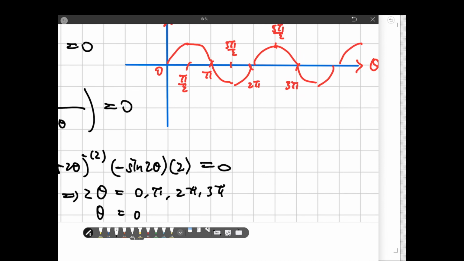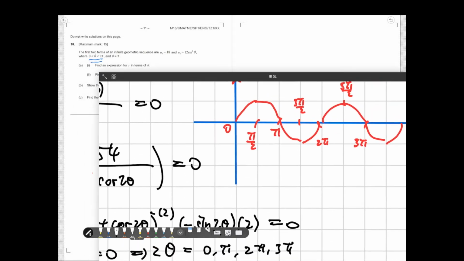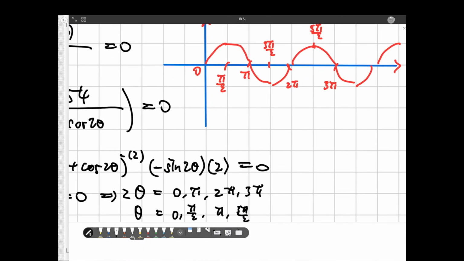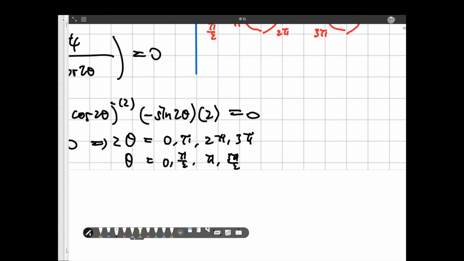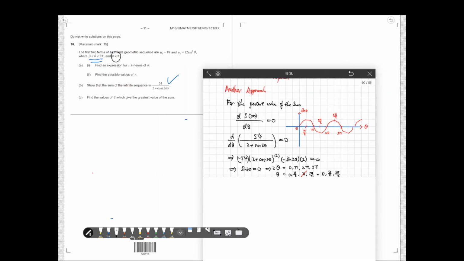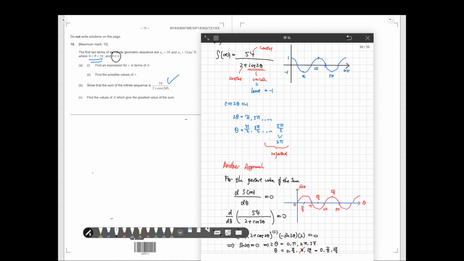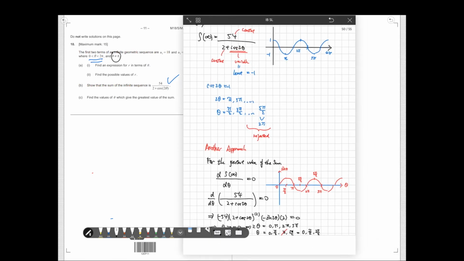So we can have theta equal to 0, pi over 2, and then pi, and then 3 pi over 2, right? Oh, but the question is given that theta cannot be equal to pi, so that is being rejected. So we can only have 0, pi over 2, and then 3 pi over 2. So we can have two approaches to find the greatest value of this function. So that is for part B.